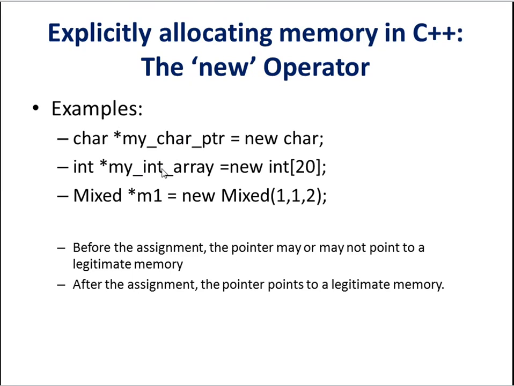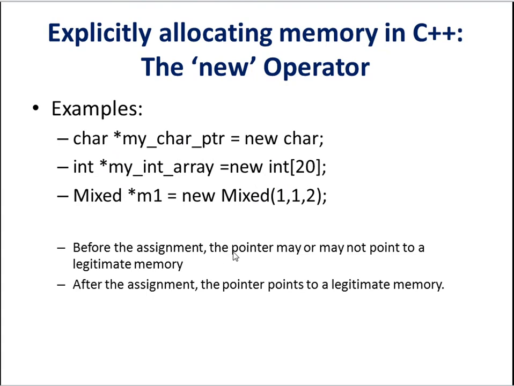int star my_int_array equal to new int 20. Here memory is allocated for an integer type array of 20 elements, and the starting address of the array is returned to the my_int_array pointer of integer type. Mixed star m1 equal to new mixed 1 to 1. This is a mixed type of data, or mixed type of memory is allocated, and its return pointer is of type mixed.